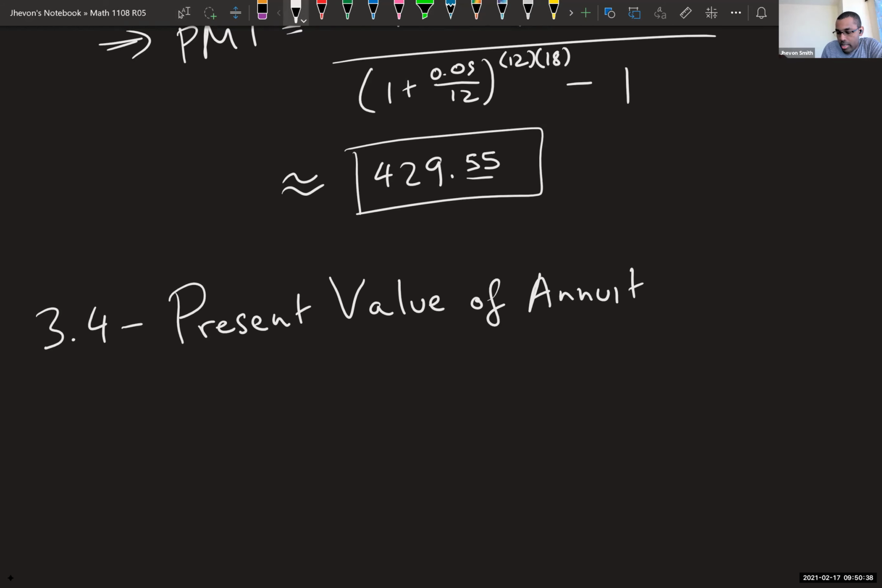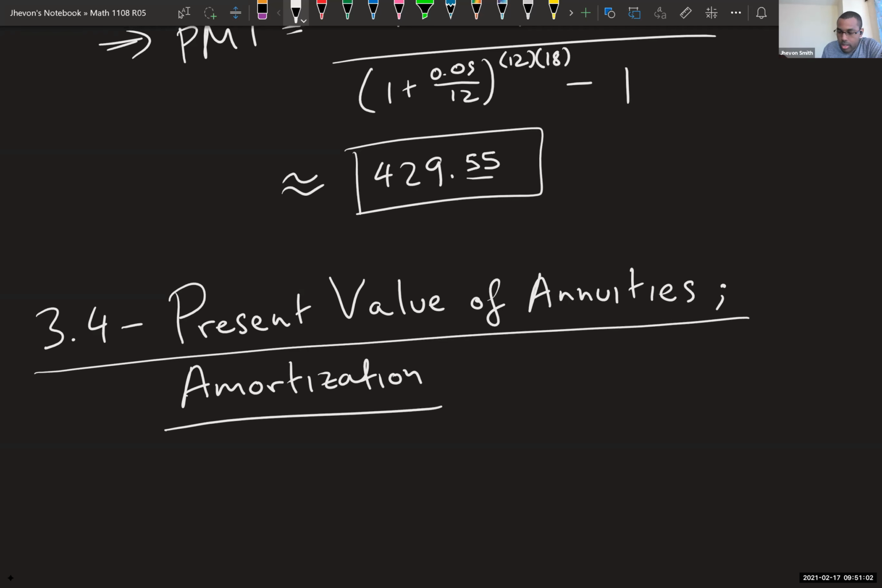Remember, an annuity is a sequence of payments. Whenever we say annuity, we're talking about ordinary annuities, which means they're fixed payments where the interest is given at the end of each pay period. Fixed value, present value of annuities. And this is also leading to a formula called the amortization formula. So we're also going to talk about amortization.